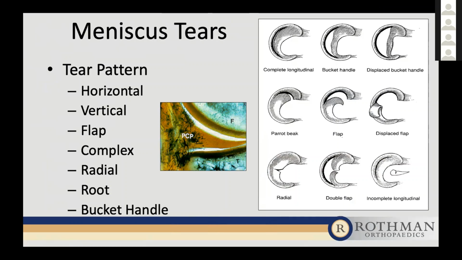Tear patterns can be horizontal, they can be vertical, they can have flaps, as you see in that diagram. They can be complex, meaning they're just shredded. And then they can be what we call radial or root tears, or you could have a bucket handle tear. When we think about meniscus tears, the most important and the most potentially detrimental to the health of your knee joint, not only in the long term, but really in the short term, are these last three meniscus tears.